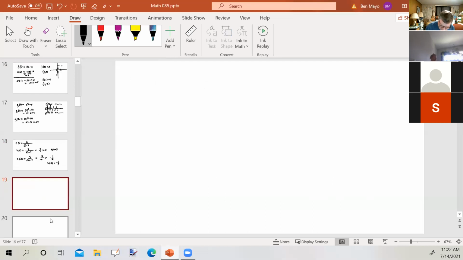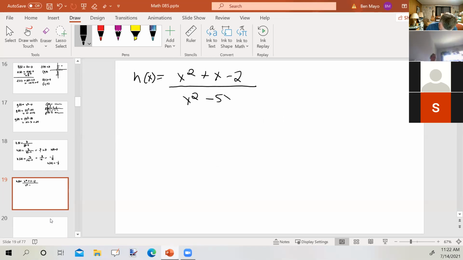Okay, here's another one. H of X equals X squared plus X minus 2 all over X squared minus 5X. We're going to find H of, let's see, 5 and H of negative 2. Okay.